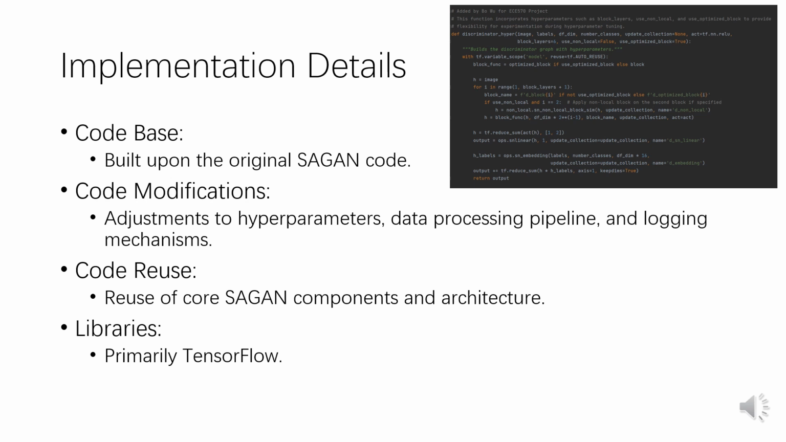These are some modifications to the discriminator of the SAGAN program. For this function, I added some variables like block layers, use non-local, and use optimized block to provide some flexibility for hyperparameter tuning.